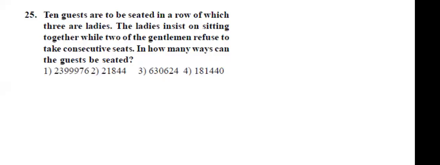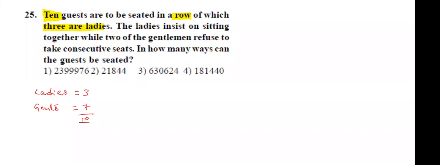25th question. 10 guests are to be seated in a row, of which 3 are ladies. That means out of 10, 3 ladies. Ladies 3. That means what about gents? Gents 7 only. Total 10.